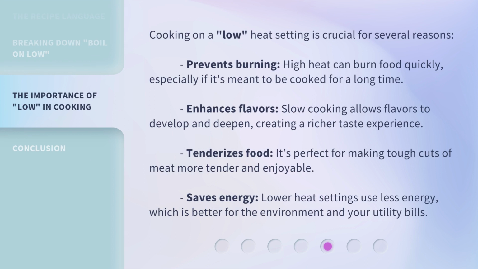Cooking on a low heat setting is crucial for several reasons. Prevents burning. High heat can burn food quickly, especially if it's meant to be cooked for a long time. Enhances flavors. Slow cooking allows flavors to develop and deepen, creating a richer taste experience. Tenderizes food. It's perfect for making tough cuts of meat more tender and enjoyable. Saves energy. Lower heat settings use less energy, which is better for the environment and your utility bills.